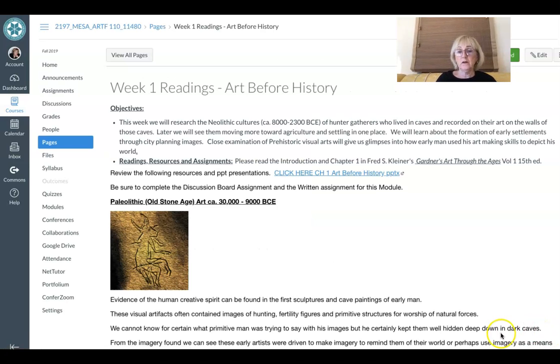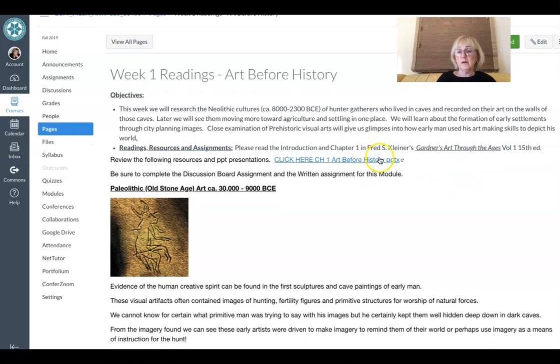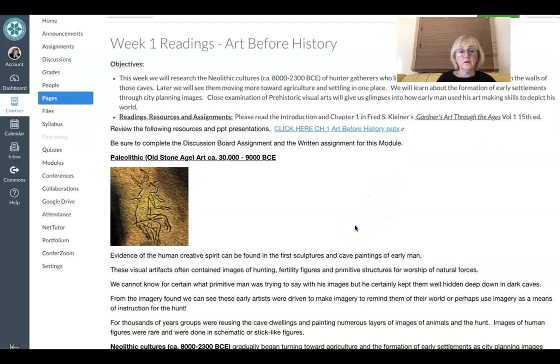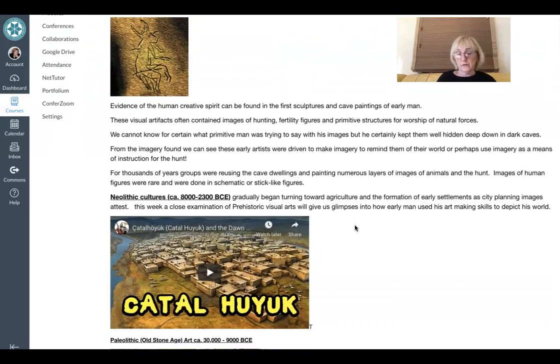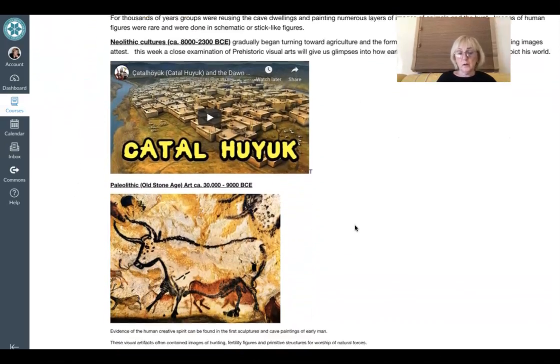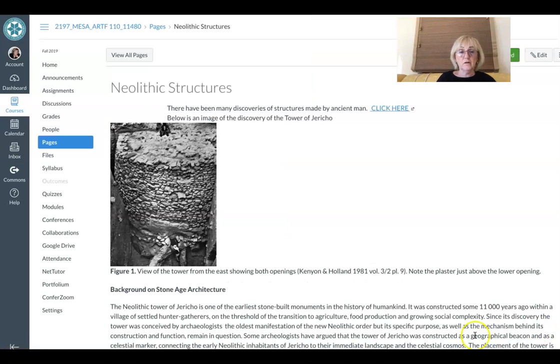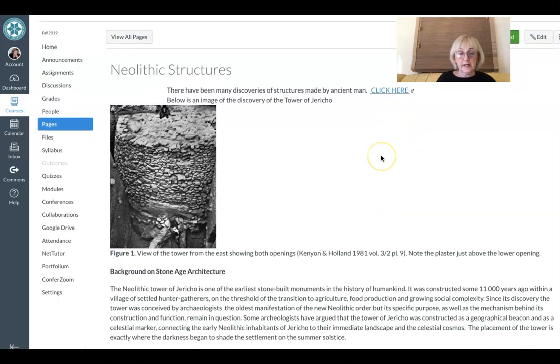Here's week 1 readings listed. The chapters you'll be reading in Kleiner's Gardner's Art Through the Ages are listed there. A PowerPoint with background resources, a little more information on ancient art here, the Paleolithic period. There's also a video there for you to watch, more than one. So be sure when you've covered all that material, click Next, and that takes you to the next page. These are talking about the Neolithic structures. And there's some other background information. You can click here and read that.